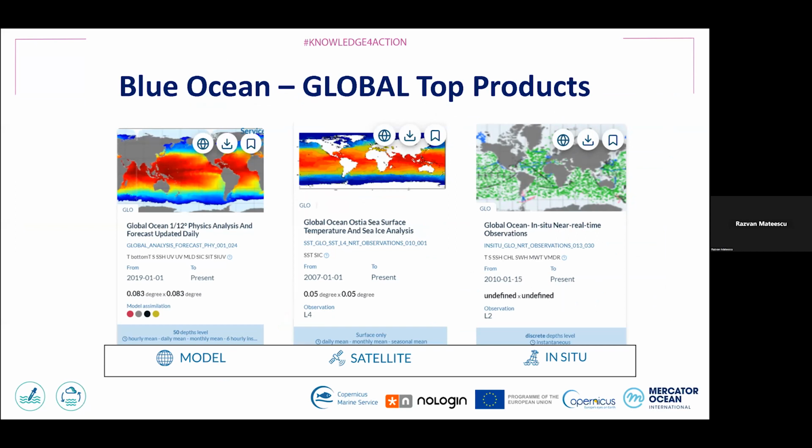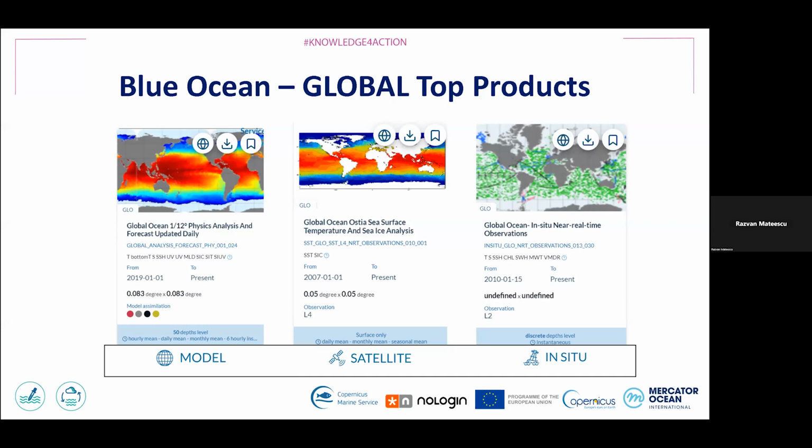Related to blue ocean, so we talk about these physical parameters. This ocean is described by physical parameters or marine hydrological parameters. For this, for the global ocean, the most important if you want to see things at global scale, we have here several top products. For the model data, you may find in the data portal, global ocean physics analysis and forecast daily updated.